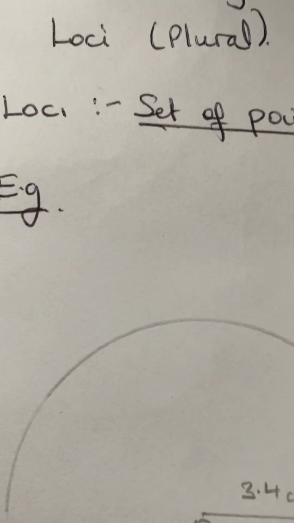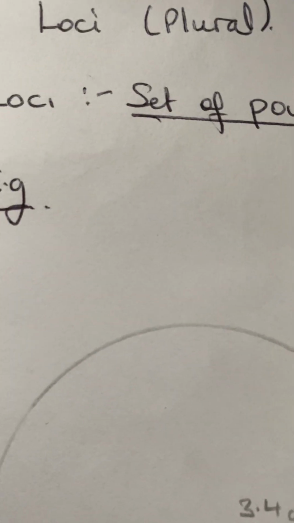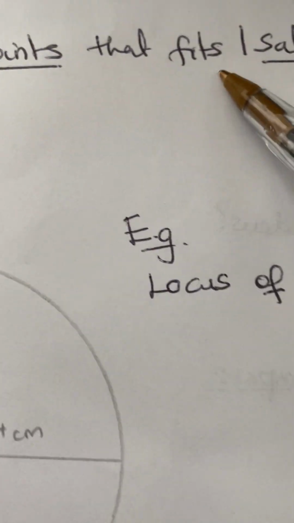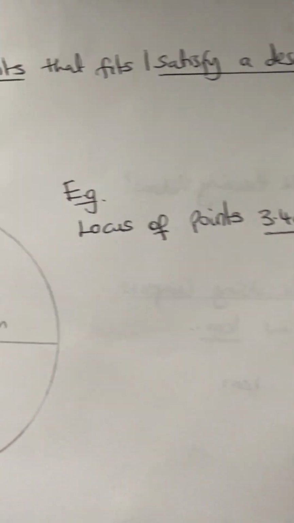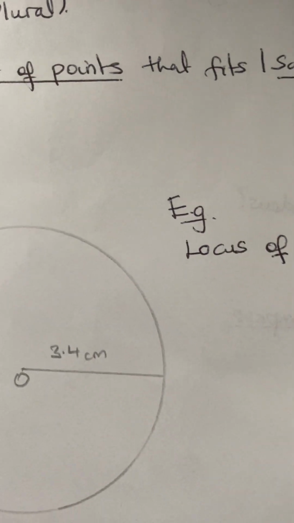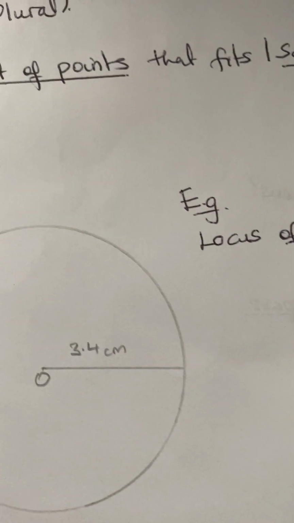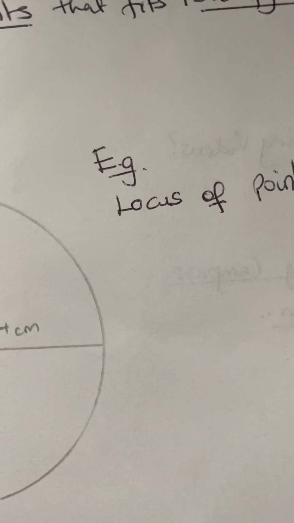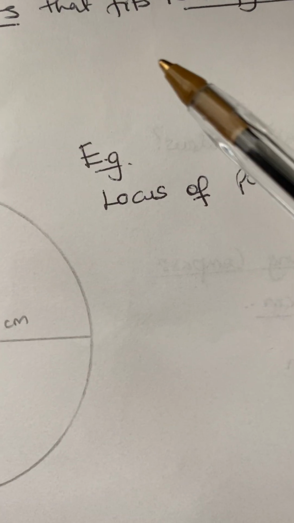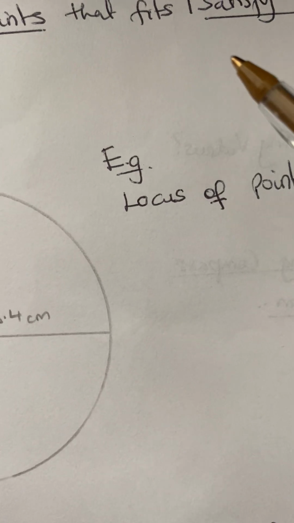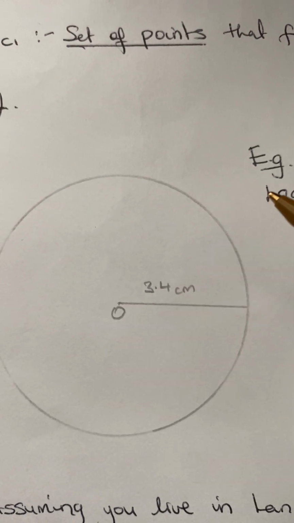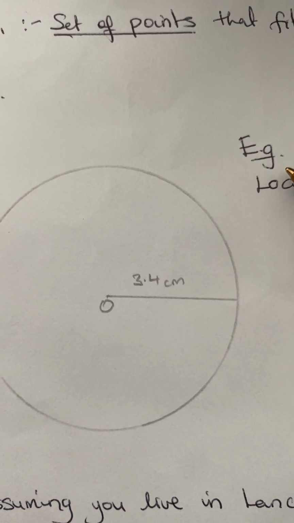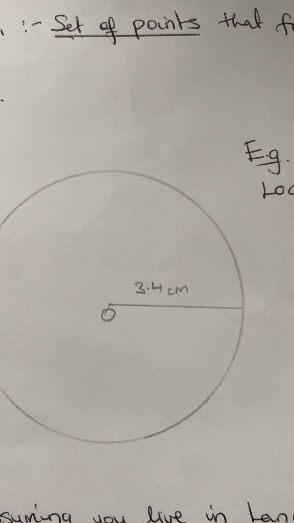Okay, now what is it? It's a set of points that fit or satisfy a description. Okay, this is very important. So it is a set of points. Normally they have the same distance. Okay, here is mathematics. A locus has to do with distance from a point.